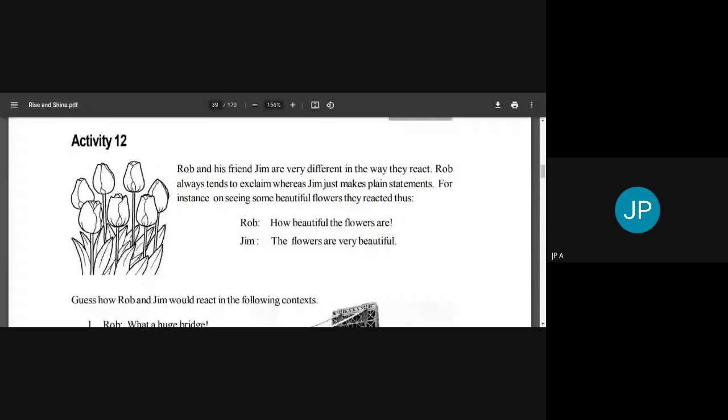One person reacts by saying how beautiful the flowers are, and the other person says that the flowers are very beautiful. My question to you is there any difference in the meaning of these sentences? Okay, the way it is expressed is different.